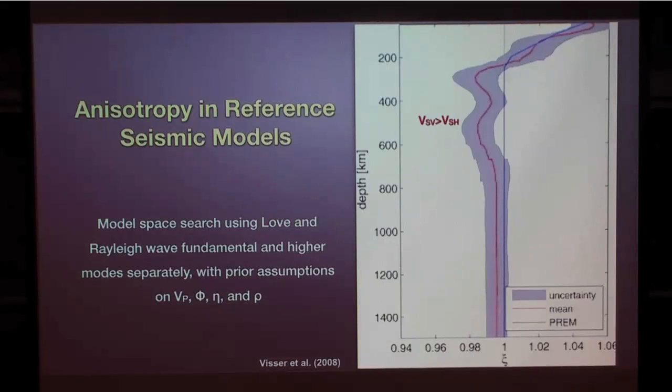Now, when they did this study, they used Love and Rayleigh waves, fundamental and higher modes, separately, which means they inverted the Love wave and the Rayleigh wave separately, then combined them to get an estimate of anisotropy. And they introduced some prior assumptions, like most studies, on the least well-resolved parameters.